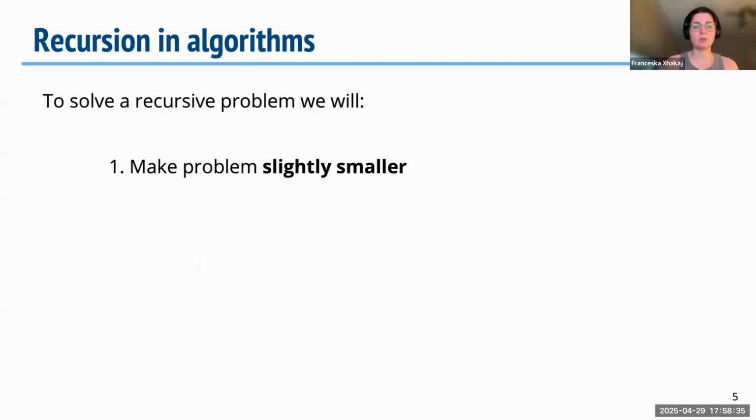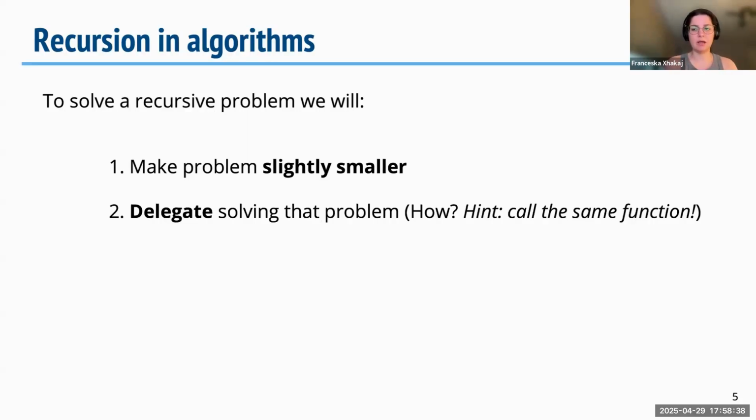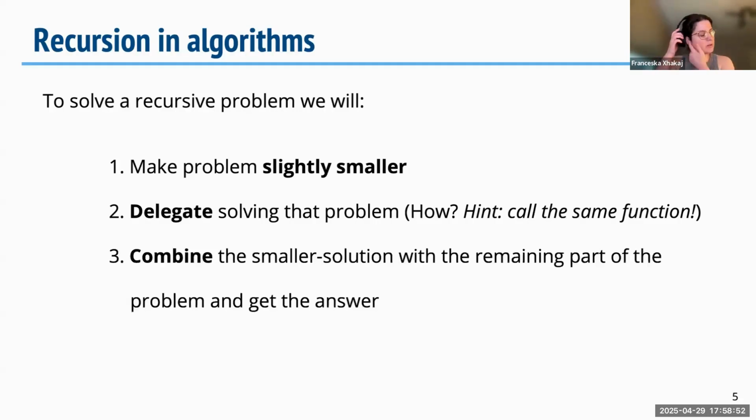Once I've made the problem smaller, I'm going to delegate the problem. The way that I delegate it is by calling the same algorithm or the same function over and over again, but with a slightly smaller input. And once I receive the solved problem from the delegation, I will combine it with my remaining part of the problem and get the answer. So in a nutshell, this is how recursive functions are going to work. You make the problem slightly smaller, you delegate it, you wait, delegation brings the result back, you combine it with what's left of the problem.